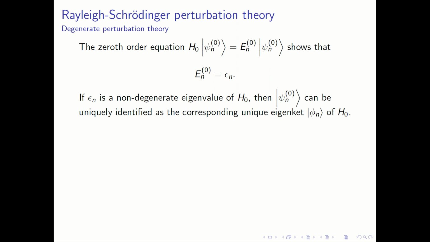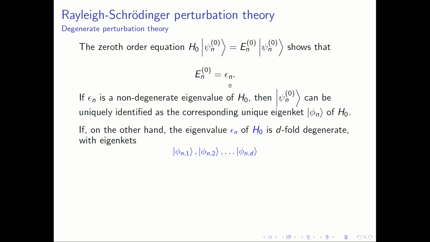So, this is the basis of non-degenerate perturbation theory which we had studied in the first two lectures, and realize that what is easy about non-degenerate perturbation theory is the zeroth order equation not only tells you what your zeroth order energy is, which of course is nothing but the unperturbed energy eigenvalue, it also tells you what the zeroth order eigenket is.